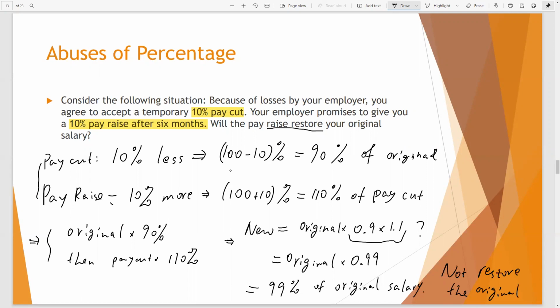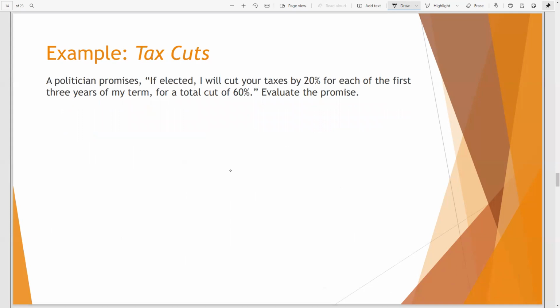So when your boss promised that it will be restored, 10% cut, 10% raise, actually it doesn't. It's 1%, it looks not big, but imagine that you earn, for example, 700,000 a year, then that 1% makes a large difference.